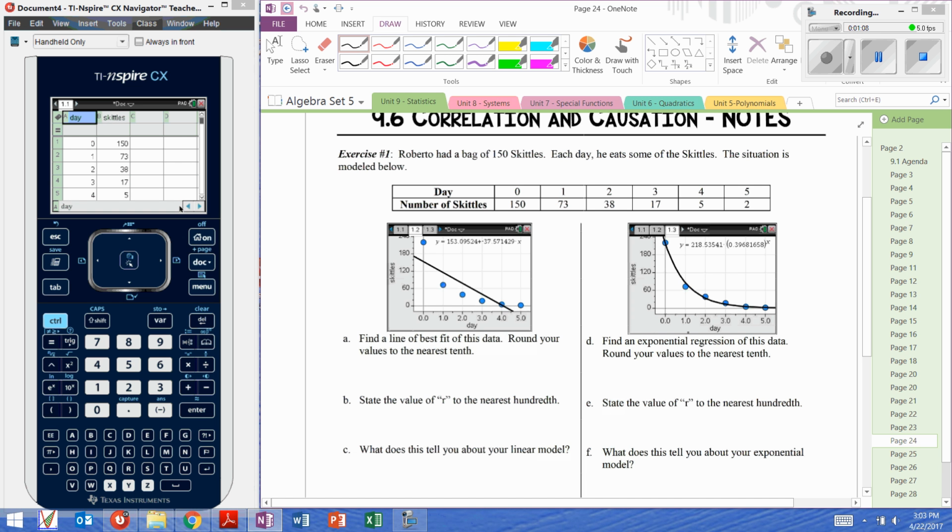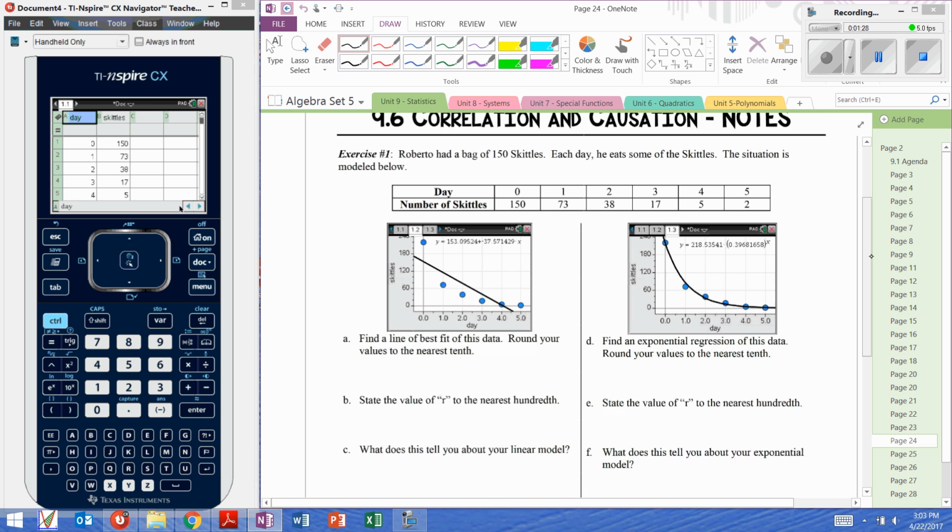Now, some of you might say, well, why in the world would they even use a linear model? It doesn't look like a line. Why did they do that? Well, this is going to help us to understand correlation. So the term correlation. All right, so A says find a line of best fit of this data and round your values to the nearest tenth.